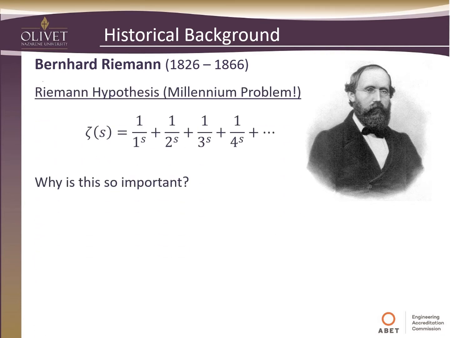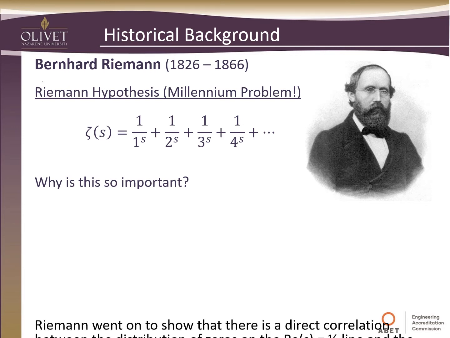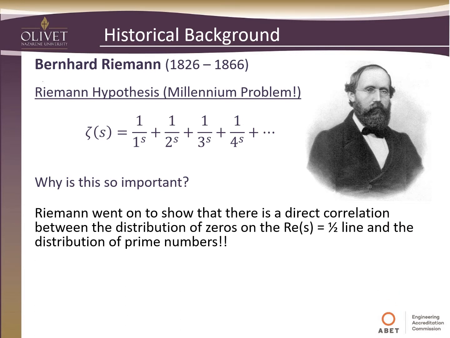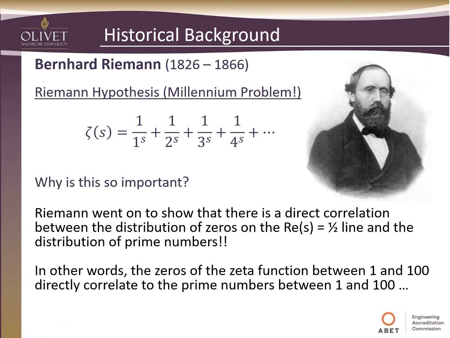So why is this so important, and why were they willing to put up $1 million for this? Well, Riemann went on to show that there is a direct correlation between the distributed zeros on that critical line, that is where the real part's 1/2, and the distribution of prime numbers. In other words, the zeros of the zeta function between 1 and 100 on that line directly correlate to the prime numbers between 1 and 100. So in a sense, if you wanted to know how many prime numbers between here and 1,000,000, you could plug 1,000,000 into this and it would tell you how many prime numbers you would expect to find.